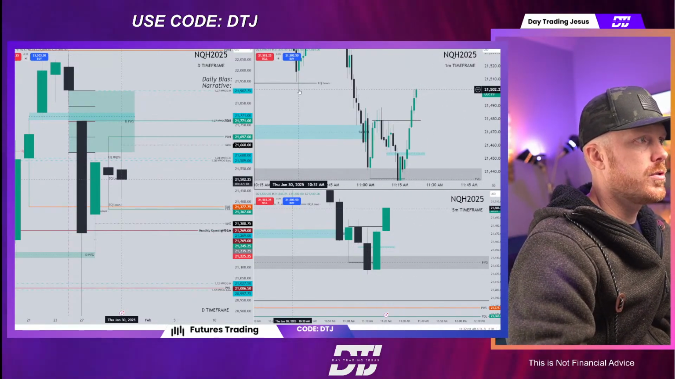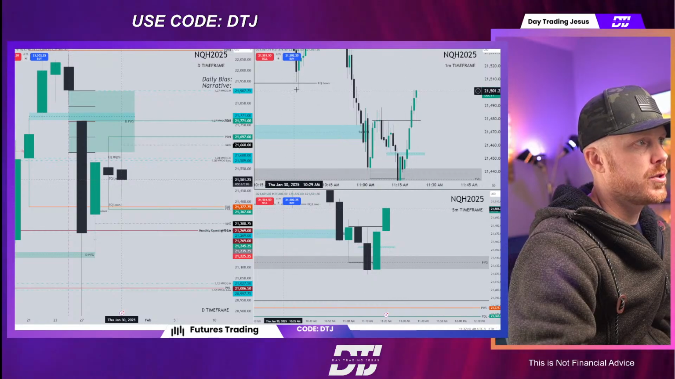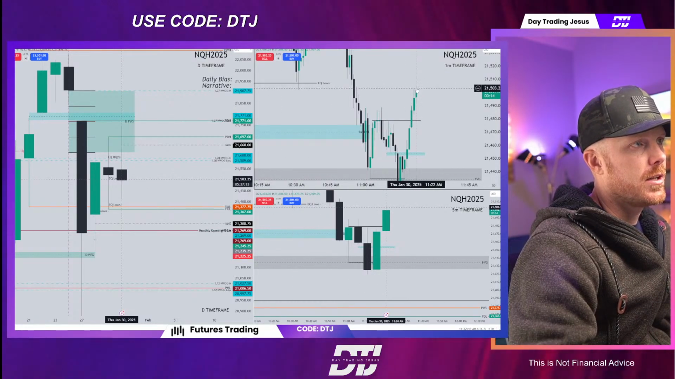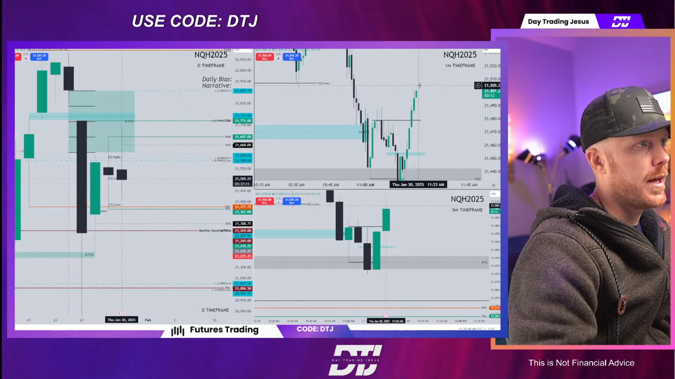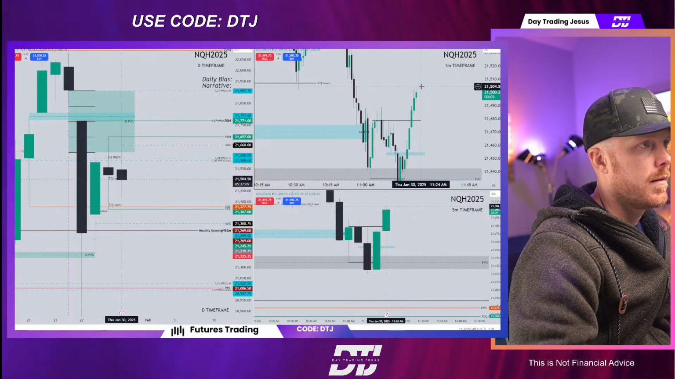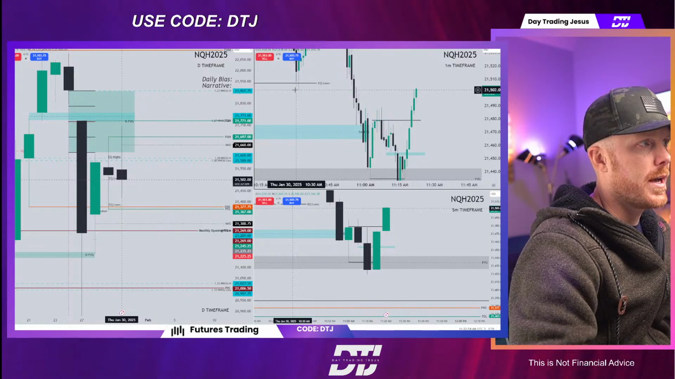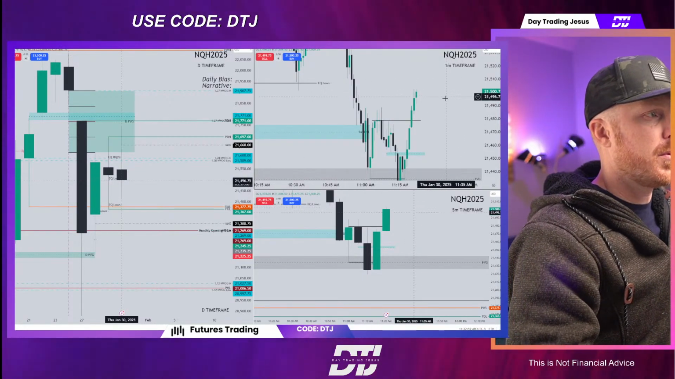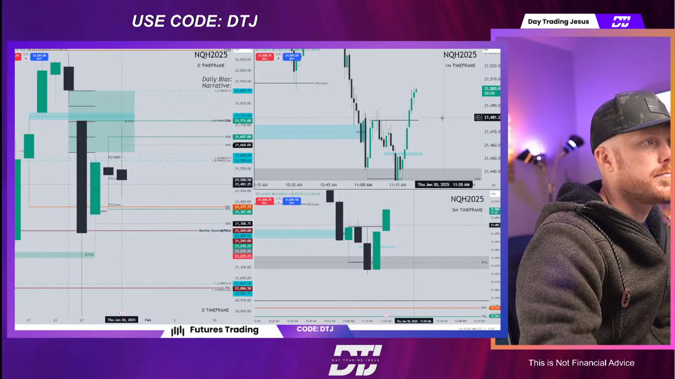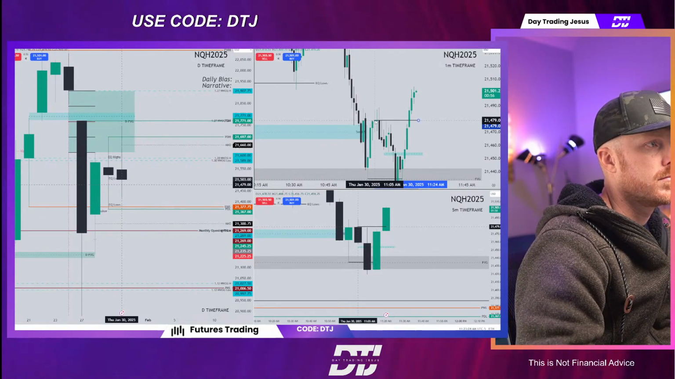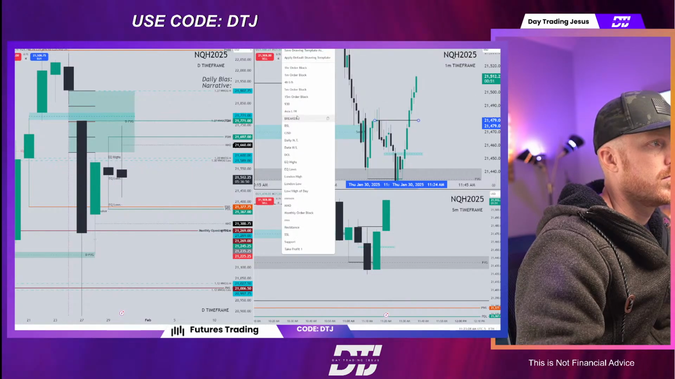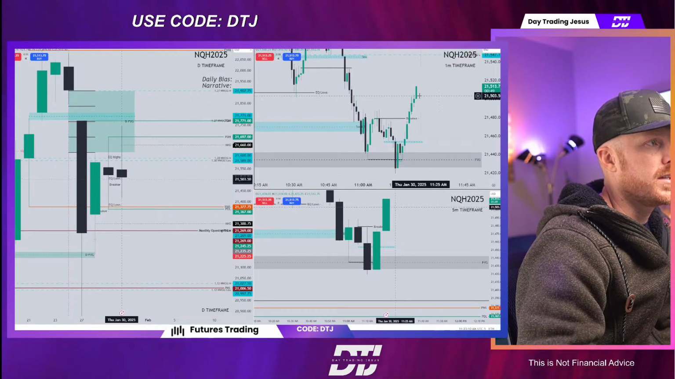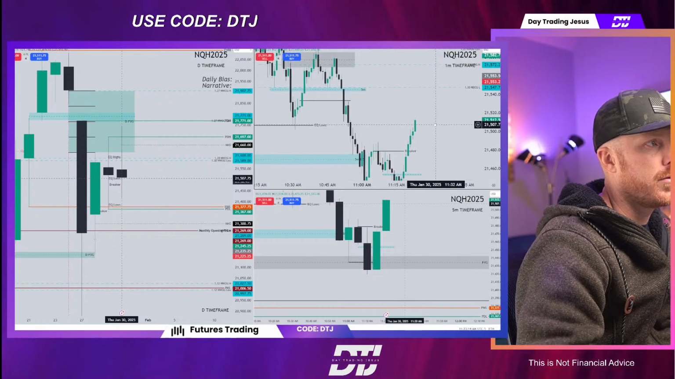I do like those. I call them the first exposure to those wicks. I'll take a short off of that. But now that we've hit it twice, it's not the same. It's only on the first time, first exposure, because that's what it can do. It can just pump right through it.